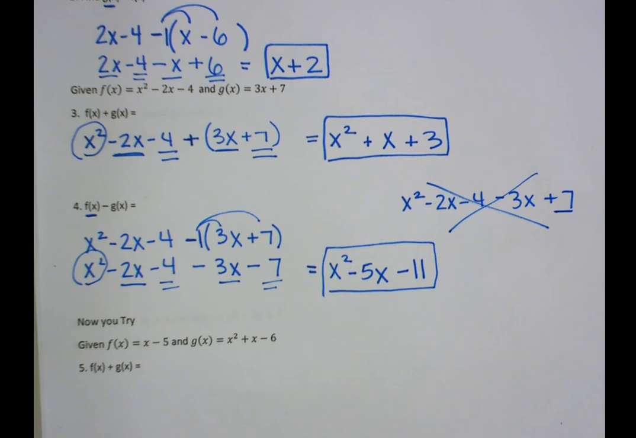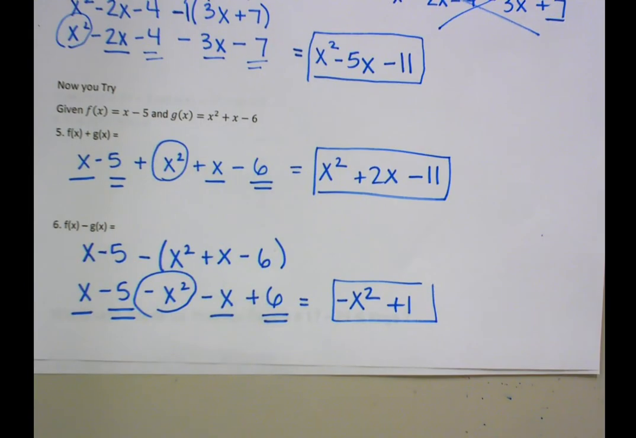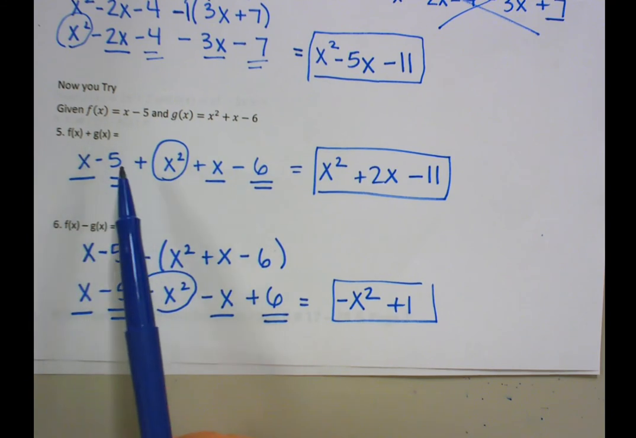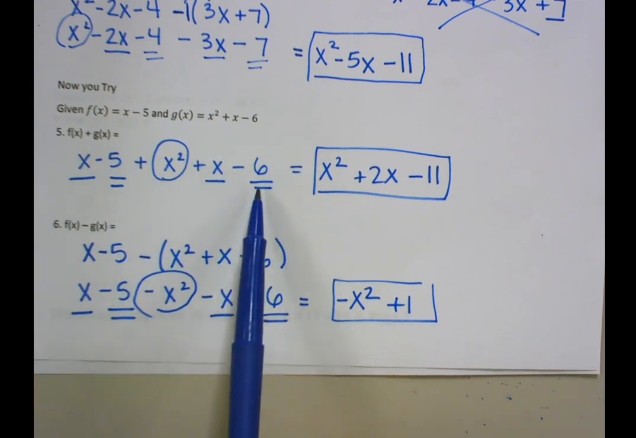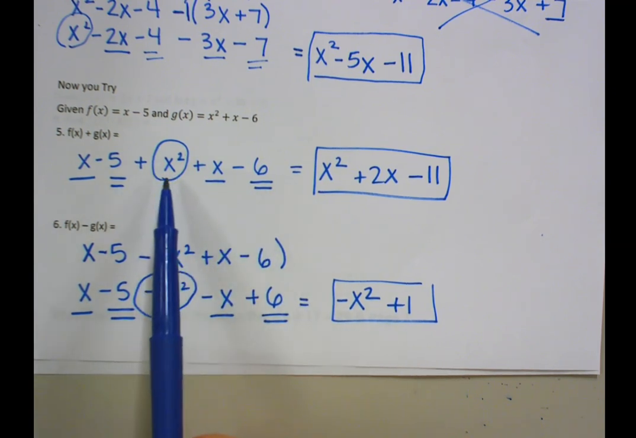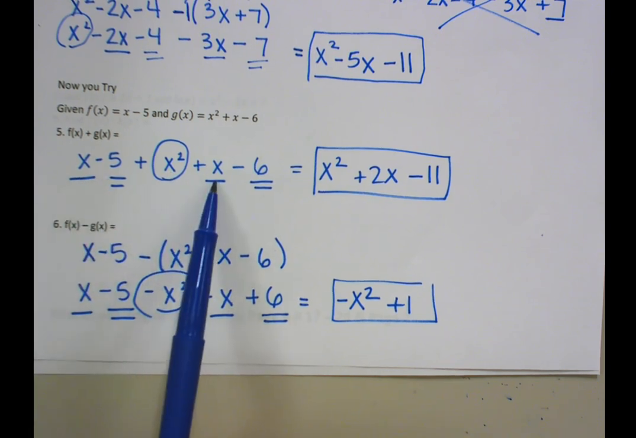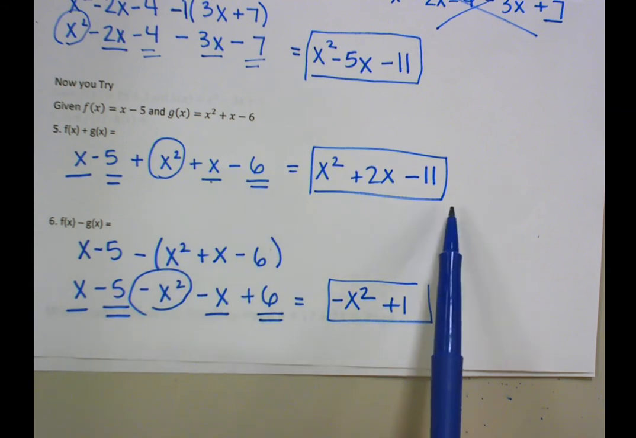So go ahead and pause the video and try number 5 and 6, and I'll come back and go over it real quickly together. All right, so if you solved numbers 5 and 6, for my function f of x, I wrote x minus 5. For g of x, I wrote x squared plus x minus 6. So then when I combine like terms, my x squared had nothing to combine with, so I just carried that over. Then I have 1x plus 1x gives me 2x, and negative 5 and negative 6 give me negative 11.